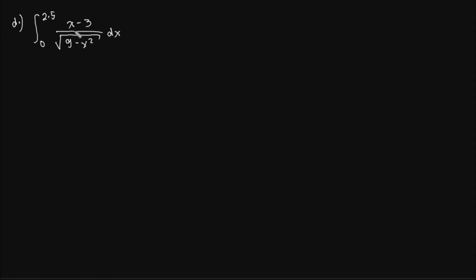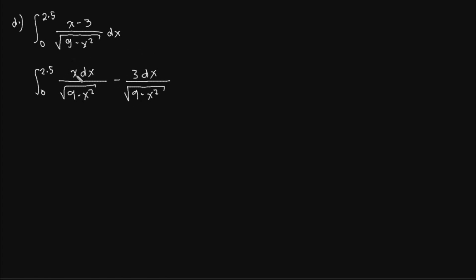divided by the square root of 9 minus x squared dx. Now, remember, this expression can be separated. So we have 0 to 2.5, and then we have x dx over the square root of 9 minus x squared, and then minus 3 dx, and then the same denominator. Now, I can integrate each term.